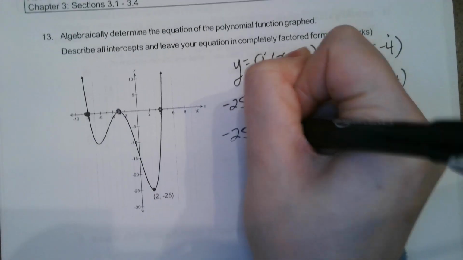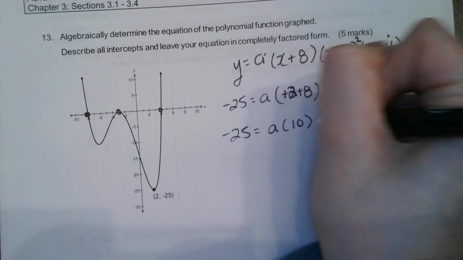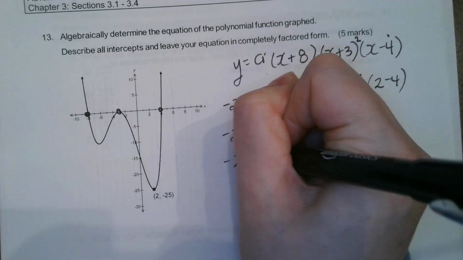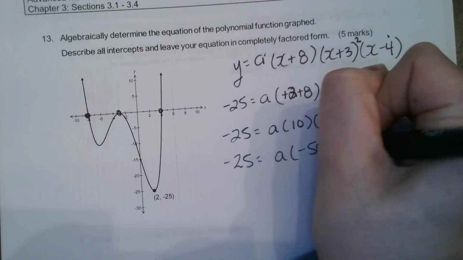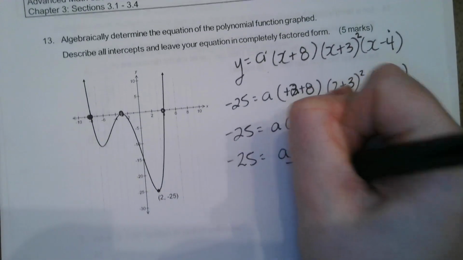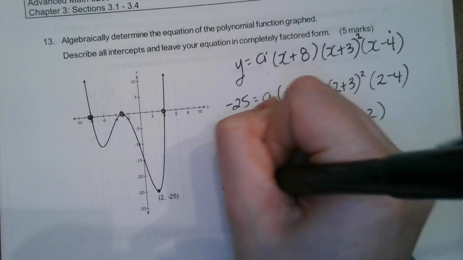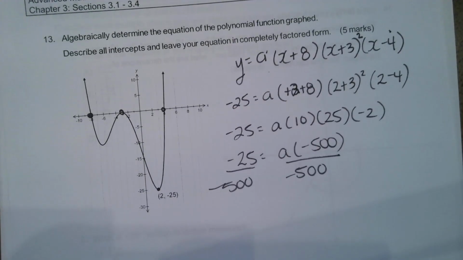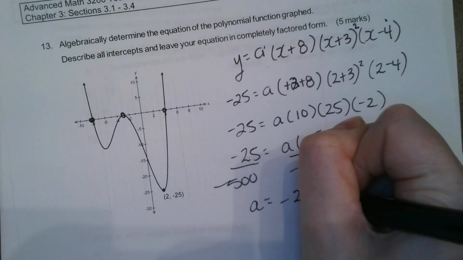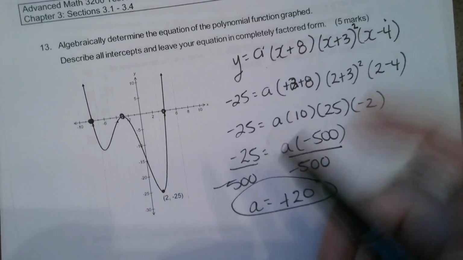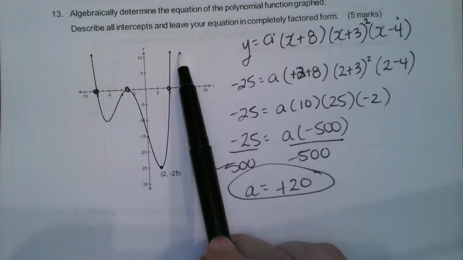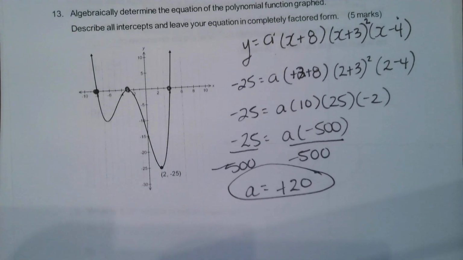So I have negative 25 equals a times 10 times 5 times negative 2. Negative 25 equals a times negative 500. And then you got to see how many times, when I divide by negative 500, does 25 go into 500. So I have a equals positive 20 when you work it out, because these two negatives cancel. That makes sense because your end behavior is quadrant 2 to quadrant 1. It has to be positive if it opens up.